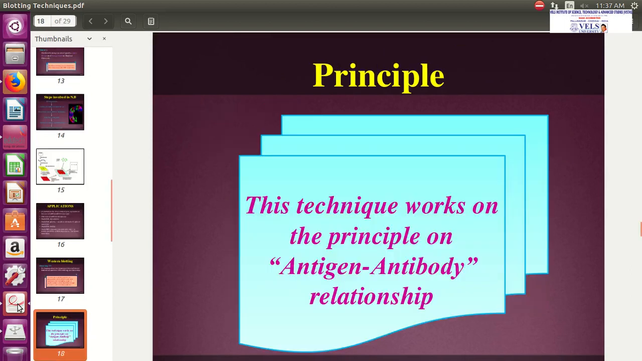This technique works on the principle of the antigen-antibody relationship. That is very important, because when you talk about the monoclonal antibody, we insert the antigen into the mouse and produce the antibody against the antigen. That will be discussed in the next presentation. So here the principle works on the antigen-antibody relationship.